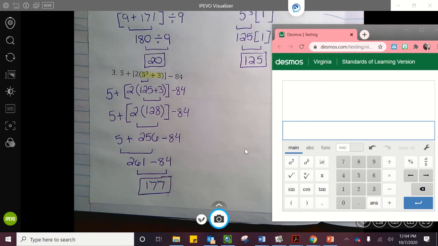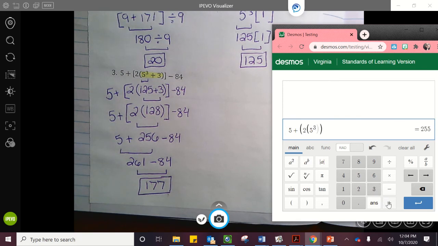And to put this in my calculator, I would type in the 5 plus, then I would start the first set of parentheses on the outside, which would represent my brackets. 2, oops, forgot my other set of parentheses, 2, then I'll start my next set of parentheses that's inside, 5, a to the b, 3 gives me cubed.